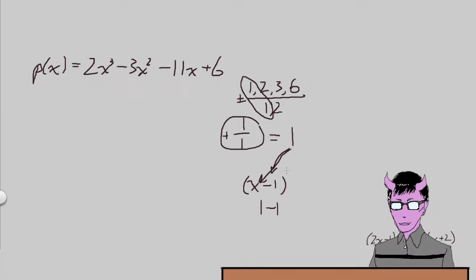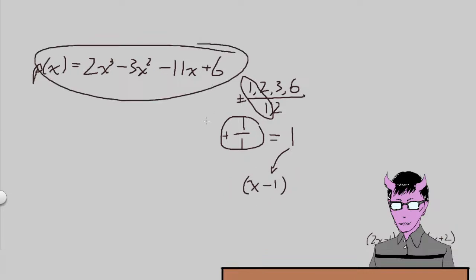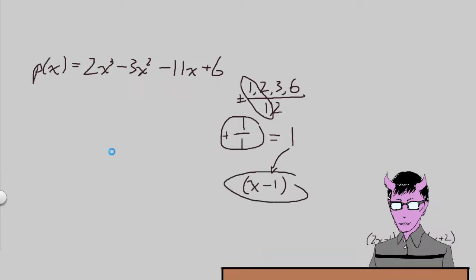And zeros will easily lead you to factors because they're interrelated. They're almost synonyms. They're not synonyms, but they are almost synonyms, just because they're tied so closely together. So we suspect that this is a factor of this particular function p of x. To check whether or not it's a factor, we're going to do long division.